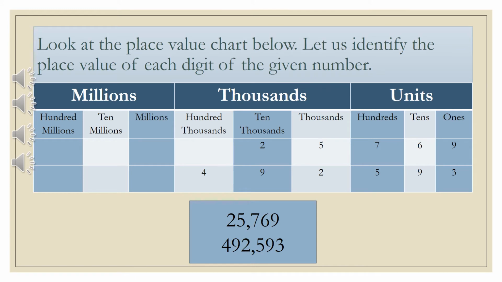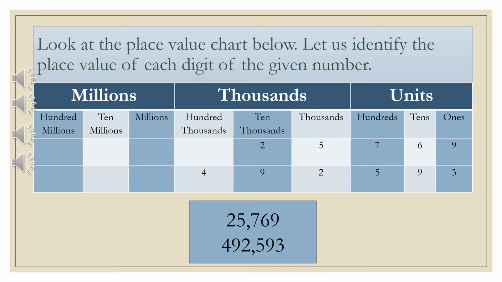Look at the place value chart below. Let us identify the place value of each digit of the given number. So we have here 2 given numbers. First is the 25,769, and the second one is the 492,593. Now let us identify the place value of each digit.